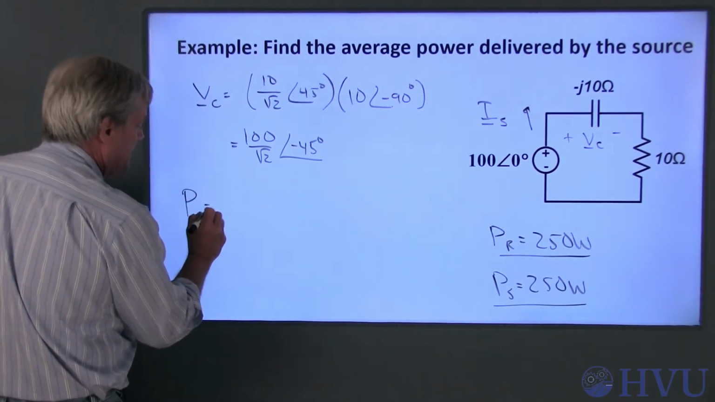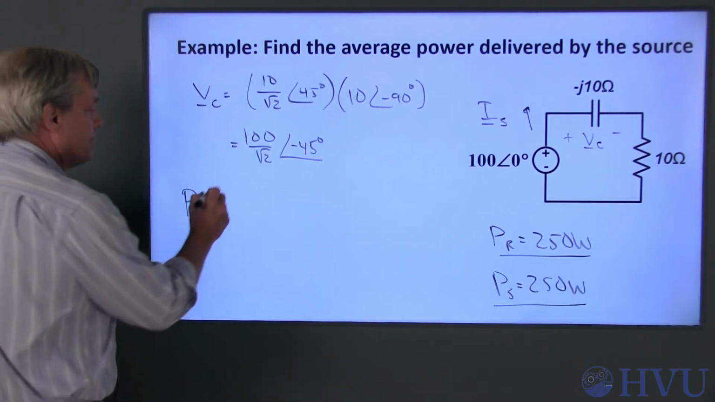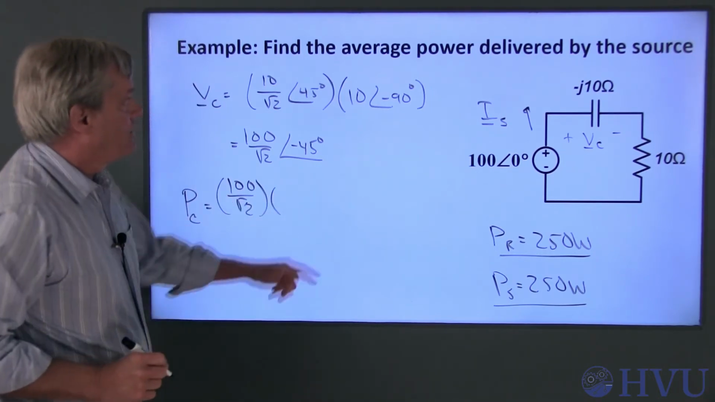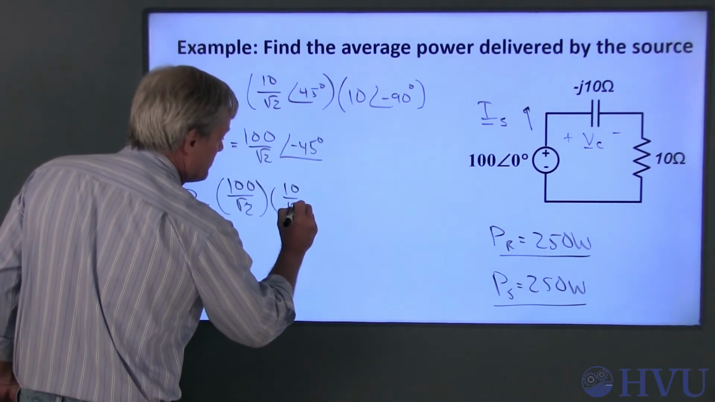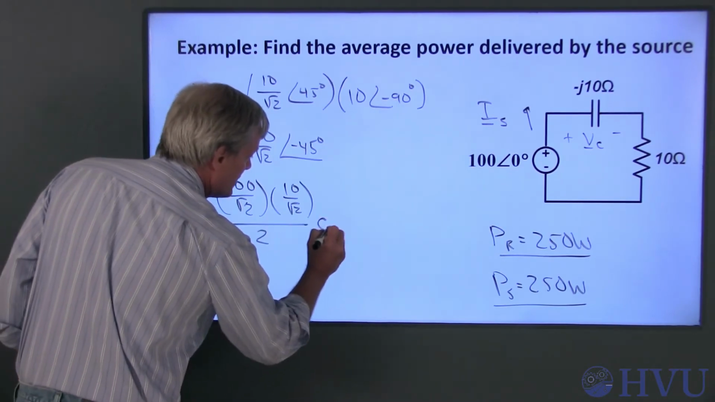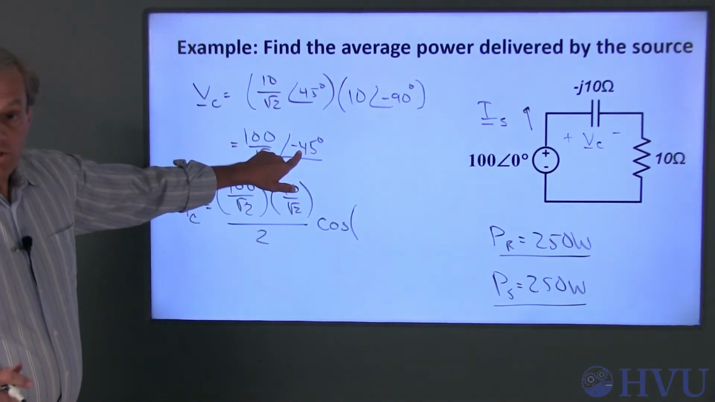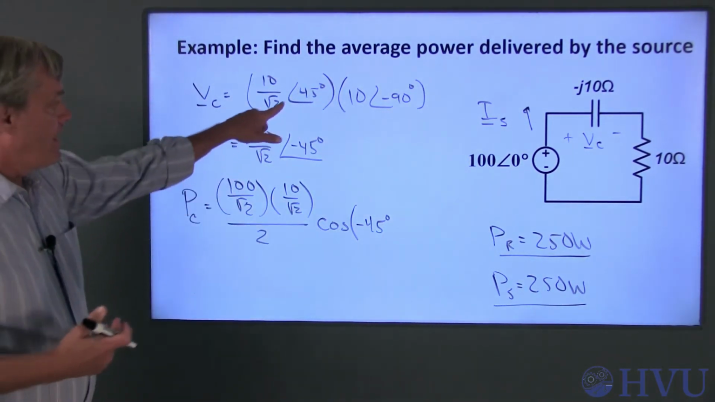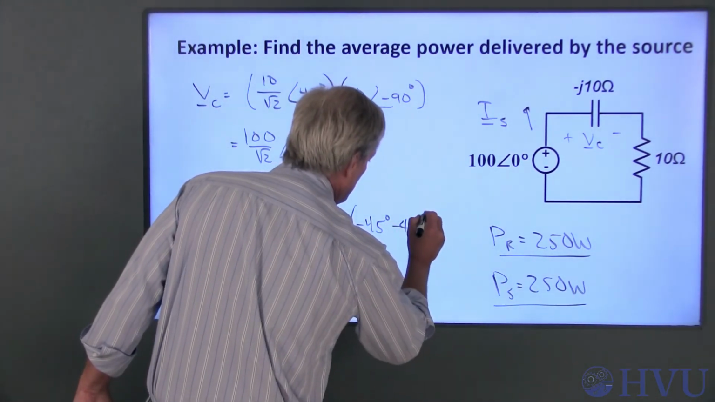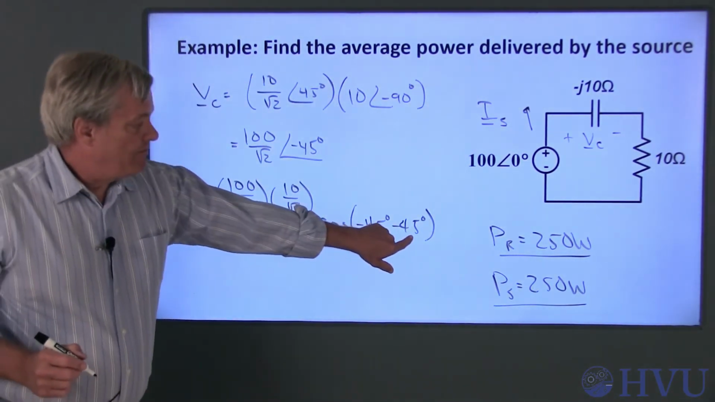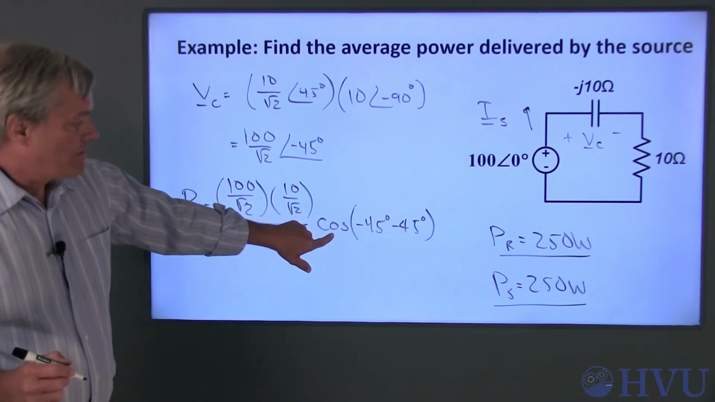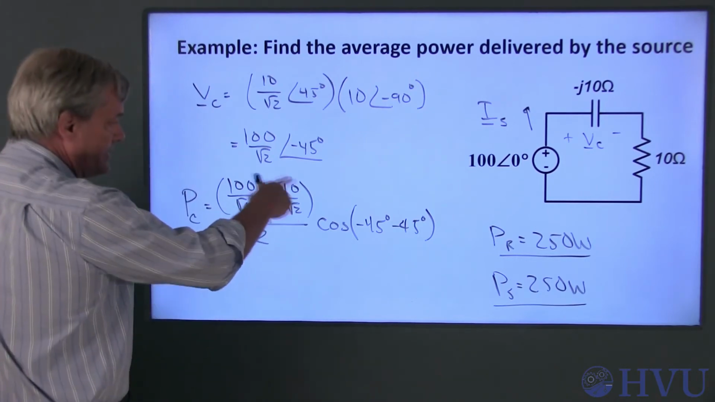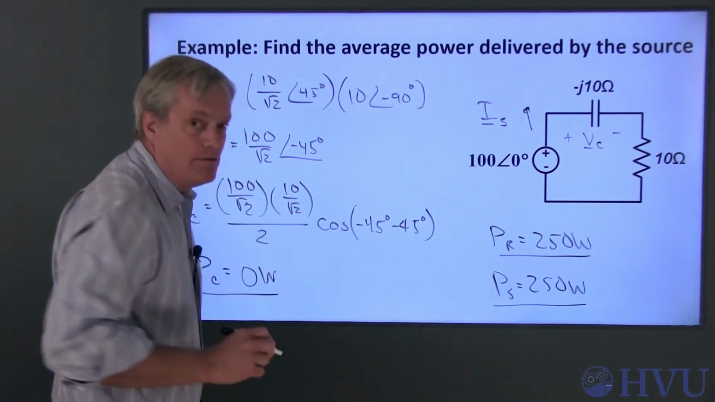Power of the capacitor is going to be the magnitude of the voltage, V sub M in this case, 100 over root 2, times the magnitude of the current, which was 10 over the square root of 2, divided by 2 times the cosine of the voltage phase, negative 45 degrees, minus the current phase, which is 45 degrees. Negative 90 degrees is the phase angle difference. The cosine of negative 90 is 0. So the capacitor average power is this times 0, which is 0 watts.